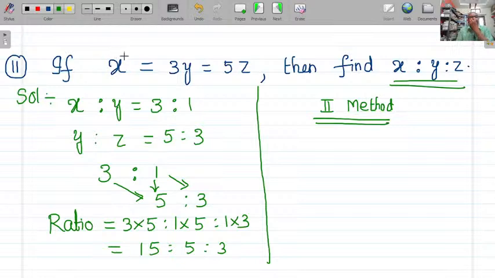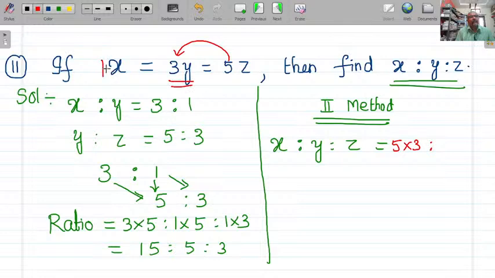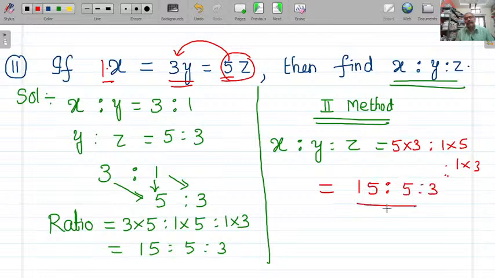Suppressing method means suppress x. Here x is to y is to z is equal to, you need to multiply like this. So 5 into 3, write down 5 into 3, is to, we need y, suppress this one. Here x coefficient is 1, so 1 into this 5, 1 into 5 is to suppress this one, 1 into 3, 1 into 3. So the answer is 15 is to 5 is to 3. You check both the answers. So both are correct. Okay, in this way we can solve.